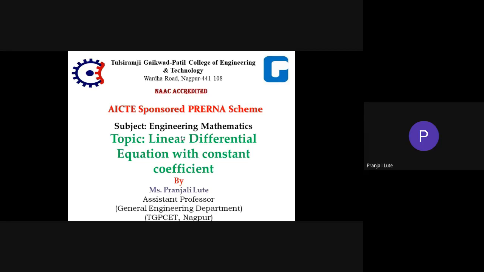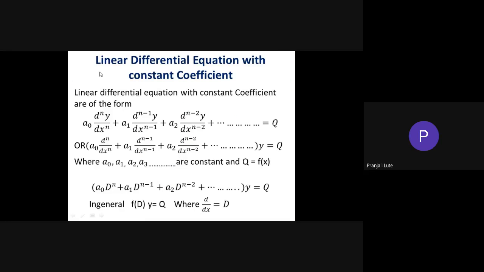Yes. Then today we are going to discuss the next topic of differential equation, linear differential equation with constant coefficient. So first of all, what is meant by linear differential equation with constant coefficient? Linear means that in your given differential equation, the order of the derivative is 1. At that time we say that differential equation is a linear differential equation with constant coefficient.